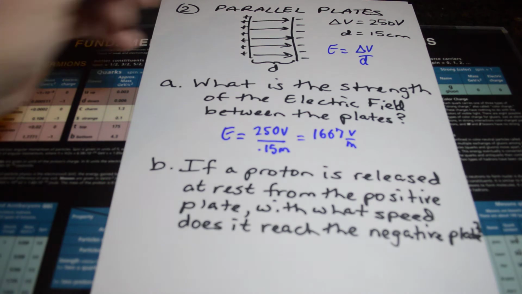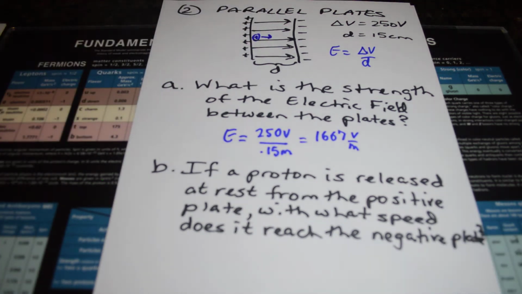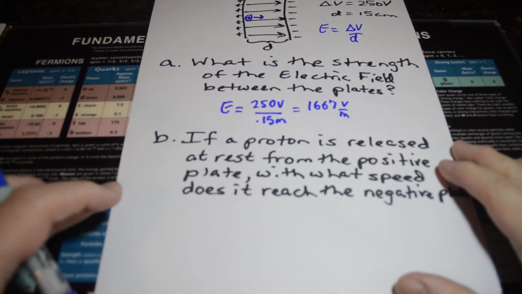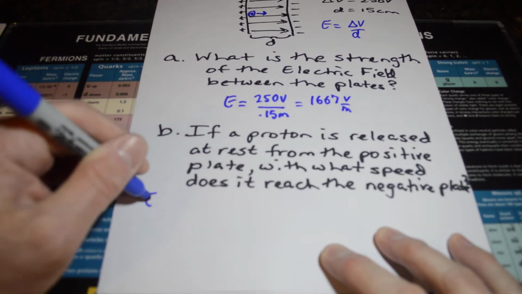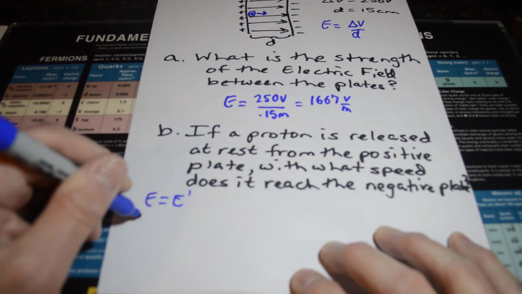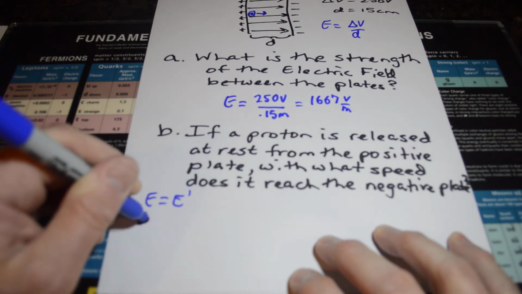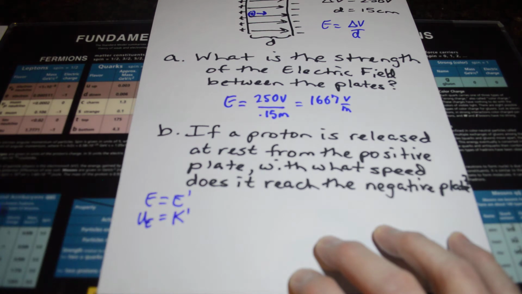Let's say we took a proton, we released it from the positive plate. How fast would it be going by the time it reached the negative plate? It's a pretty straightforward problem, but something you see a lot in the AP Physics exam. I'm just going to use energy conservation, E equals E prime, and say that the potential energy stored in the electric field is going to turn into the kinetic energy.